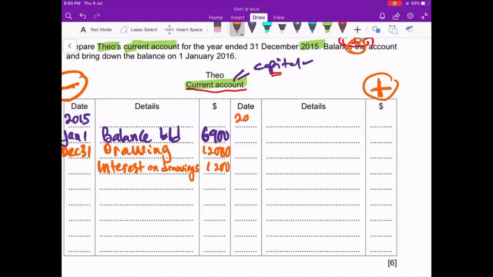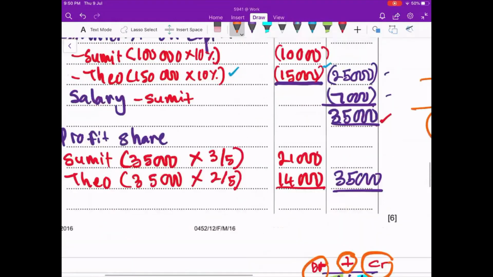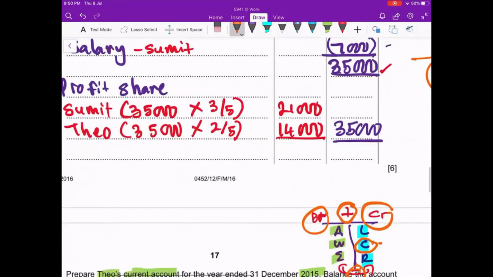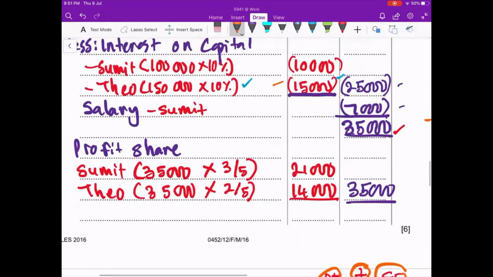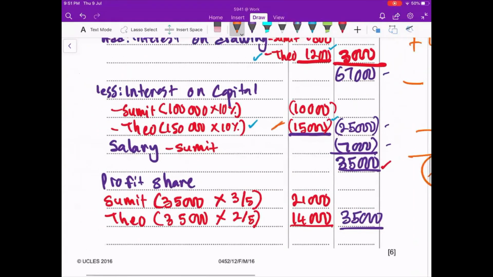So I go here, right here, 2015, December 31st. Interest on capital. Your interest on capital, how much did we calculate just now? 15,000. So I go here, I write 15,000. After that, anything related to Theo, I go back to the appropriation account and check. I'm done with the interest on capital.